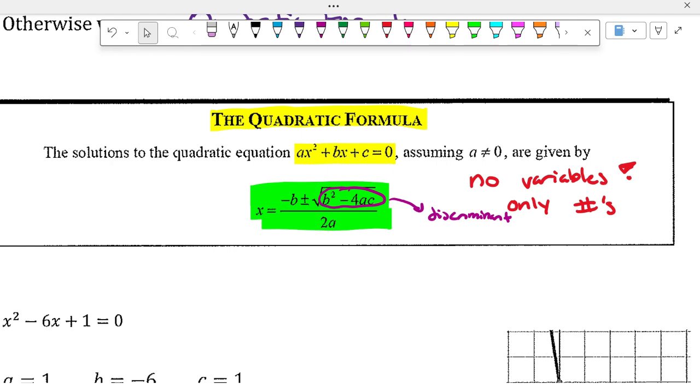First, you start with negative b plus or minus the square root of b squared minus 4ac all over 2a. That's that one.